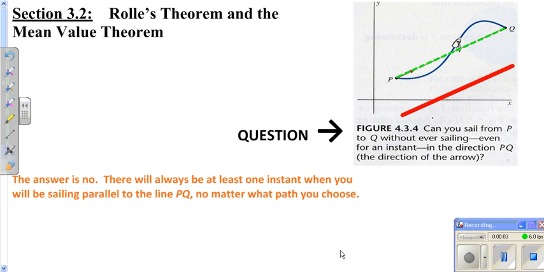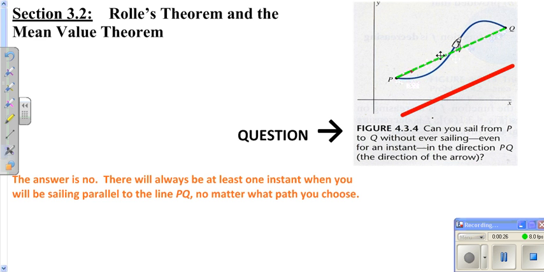We're going to go ahead and take a look at Rolle's theorem and the mean value theorem. As we look over here, is there any way, if you were sailing from point P to point Q, to go from P to Q without going in the direction of a straight line?